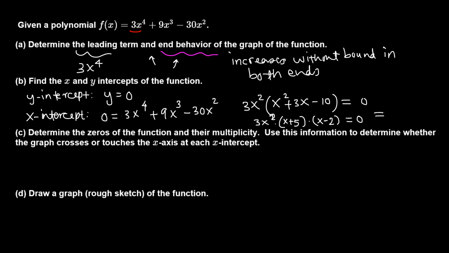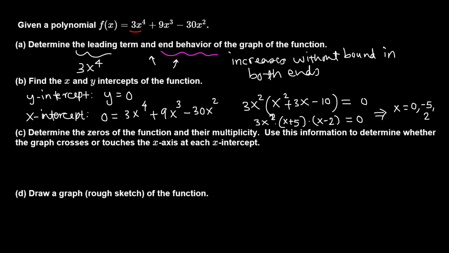So this implies 3x squared equals 0. Now we divide by 3 and take a square root, so x is 0. X plus 5 equals 0, subtract 5 from both sides, so negative 5. X minus 2 equals 0, so add 2, so we got 2. So we got 3 x intercepts: 0, negative 5, 2.